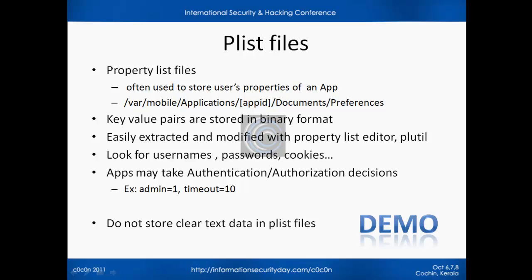Also check whether your application takes any authentication or authorization decision based on the values which are stored in plist files. Suppose you see a plist entry like admin equal to 0, change it to 1 and open the application. If the application is taking authorization decisions based on this plist entry, you may log into the application as an administrator. Best practice is not to store any information in plist files.